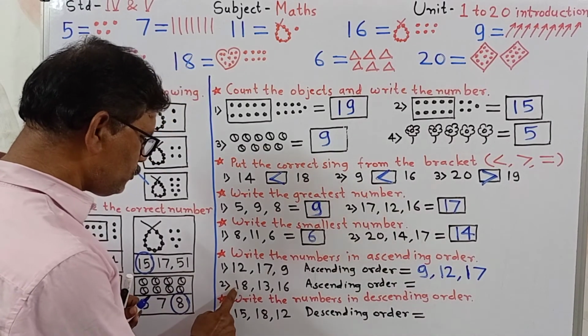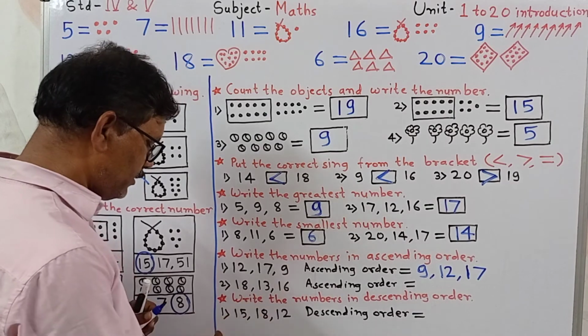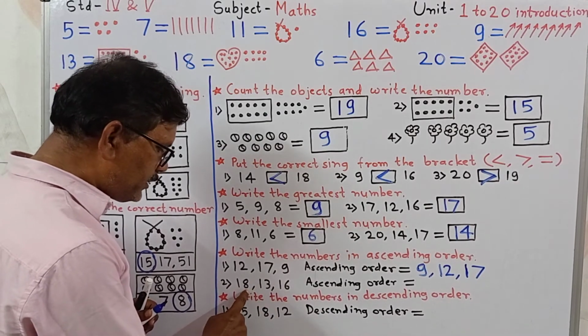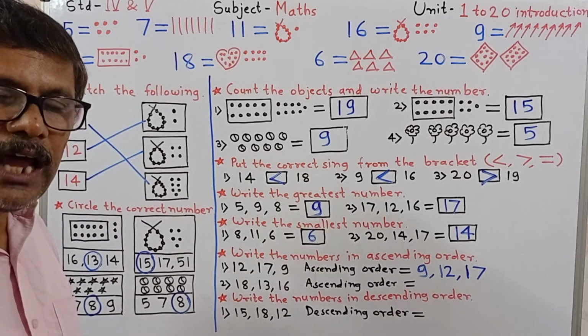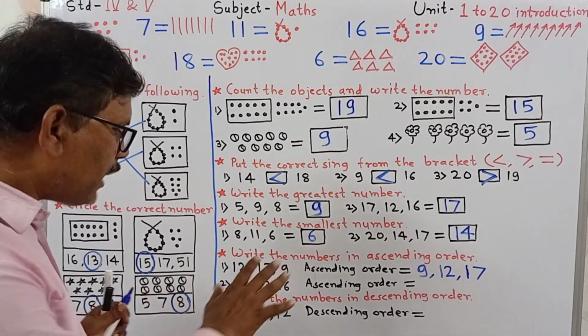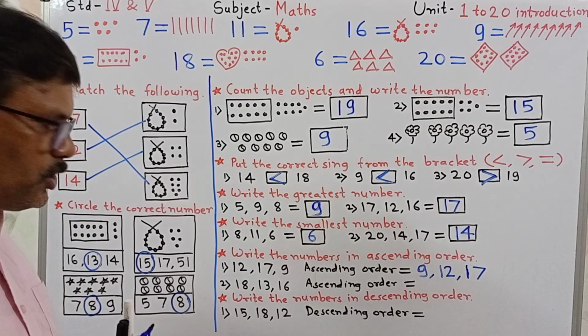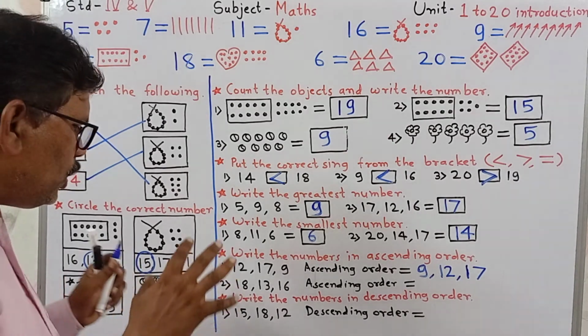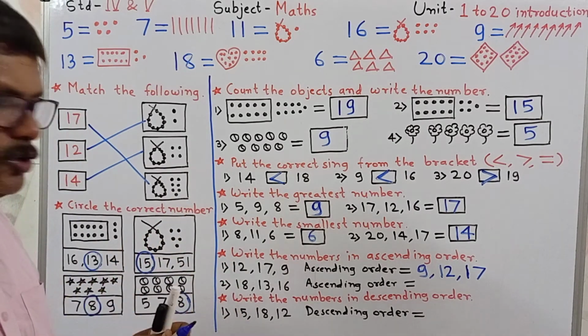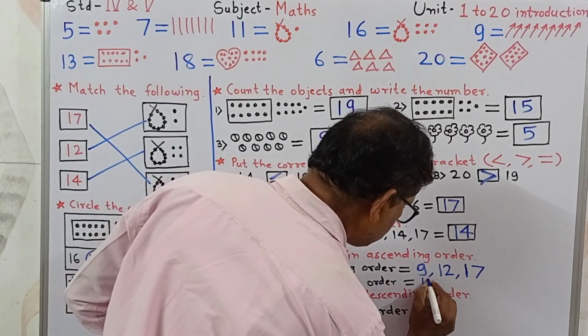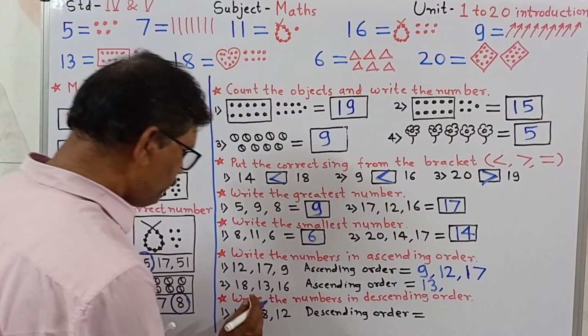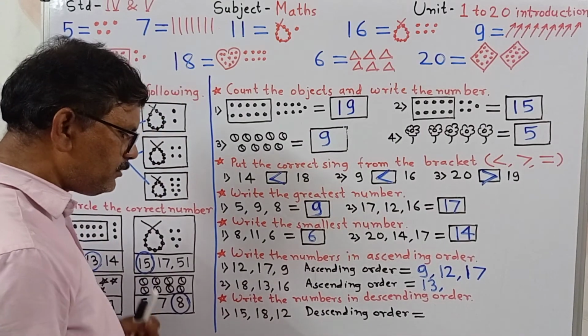You know, here is 1 ten, 1 ten, 1 ten and units 8, 3 and 6. So 3 units are less than the other numbers. So 13 is the smallest number. So we must write 13 first. 13. Then 16 and 18.